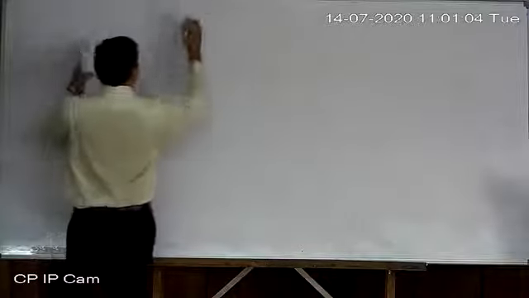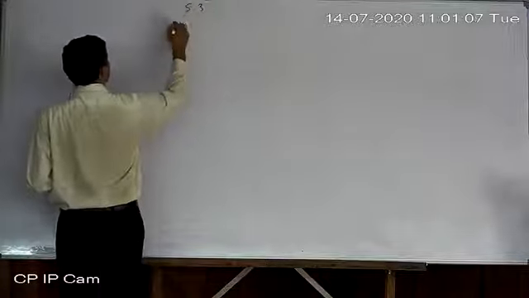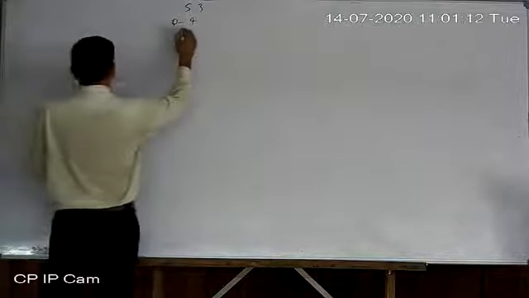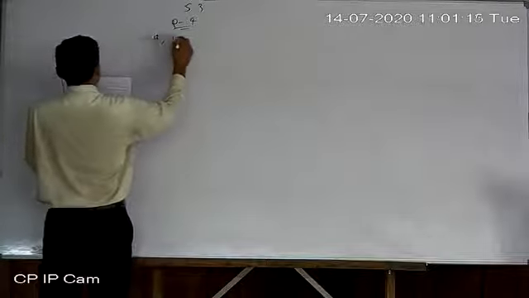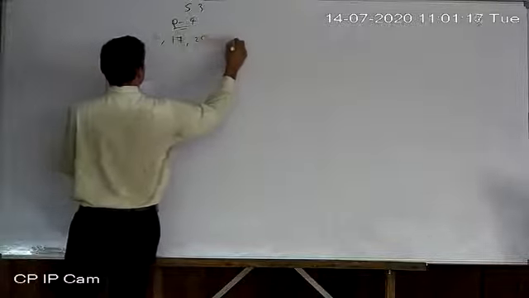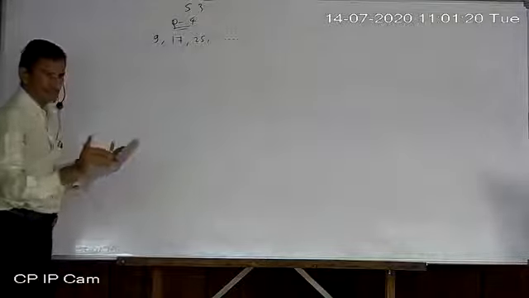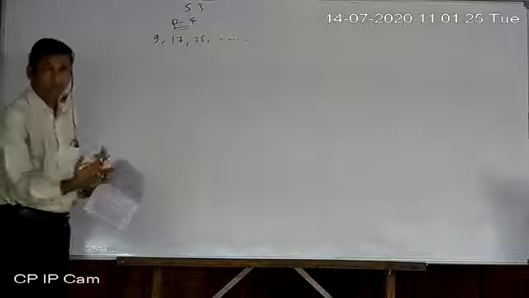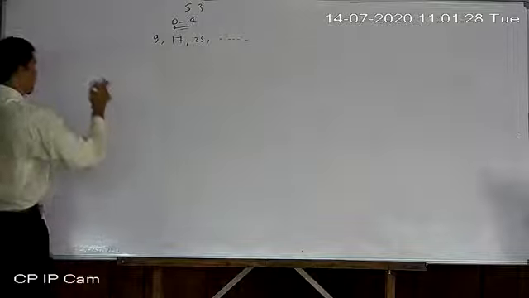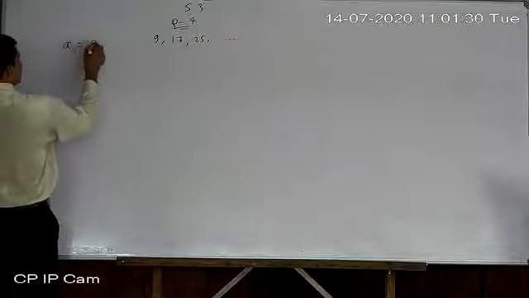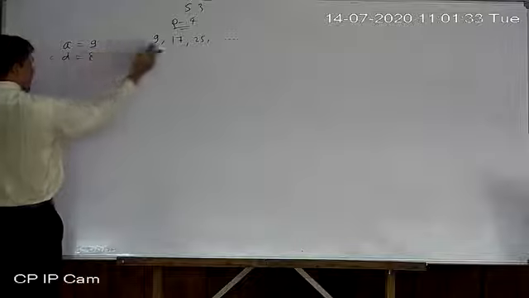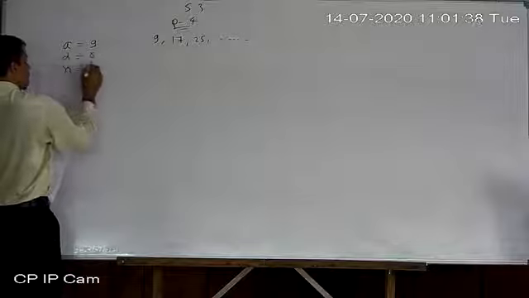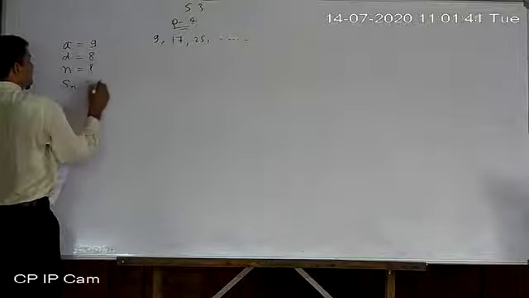Now, 5.3 question number 4. What is given? The AP is given: 9, 17, 25. The last term is not 636, but the sum of all terms, whatever is given up to a particular number, its sum is 636. So write down here a equal to 9, d equal to 8. Only orally you can find it. n is not given, Sn equals 636.